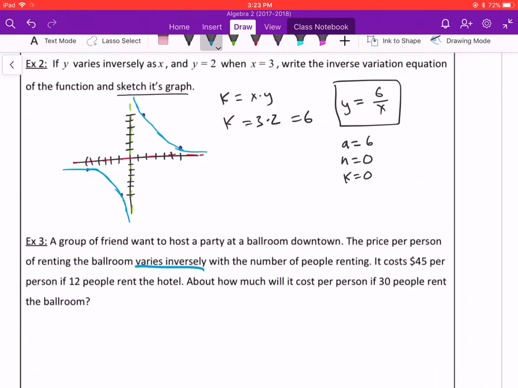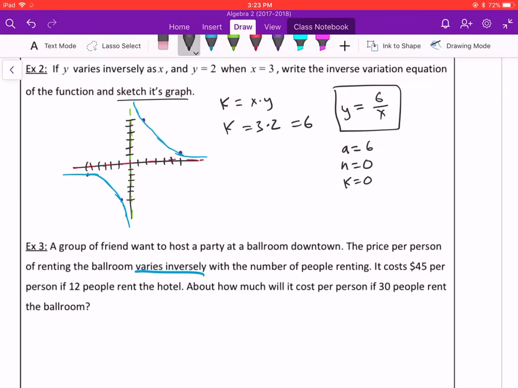Now, that makes sense, right? The total cost of renting that ballroom may be a certain amount, but the more people that are spending the money, the price would go down, right? So it's inversing. So the more people you have, the less it costs, right? You increase people, you decrease the amount of cost per person. All right, that's how it relates to us in the real world. Well, let's do this example. If it costs $45 per person if 12 people rent that ballroom, about how much will it cost per person if 30 people rent it?